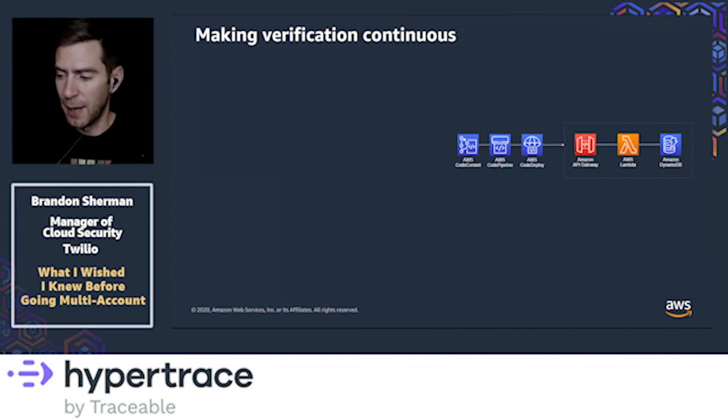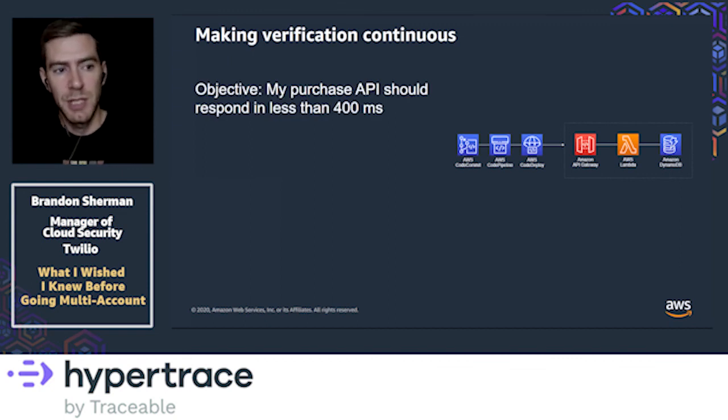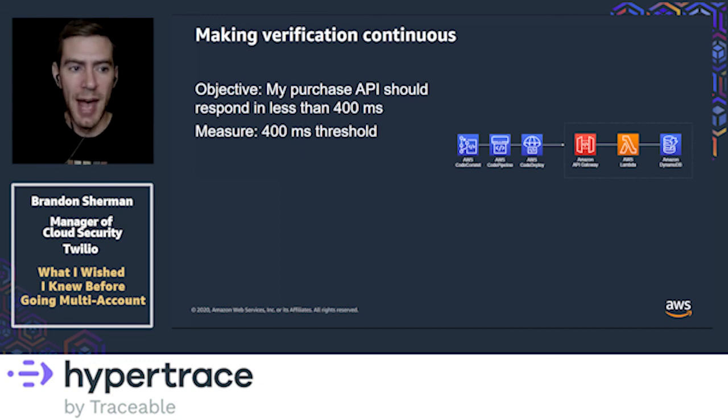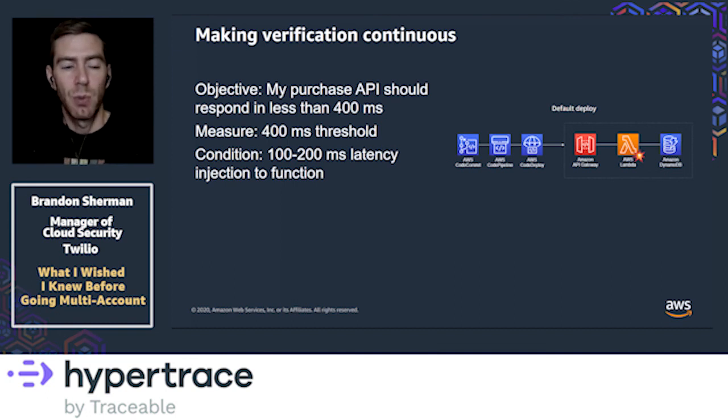We have that application in place, and we now want to do this verification. The objective in this case is one we're familiar with: my purchase API should respond in less than 400 milliseconds. So we add the measure, we have metrics and alarms in place, and then we want to add our condition to test and verify our application. In this case, we want to add 100 to 200 milliseconds of latency injection to the function.